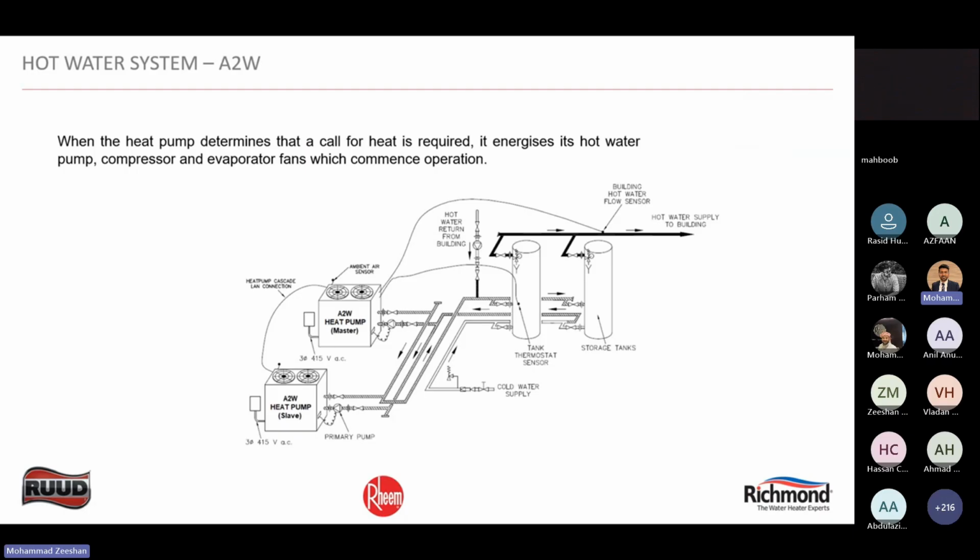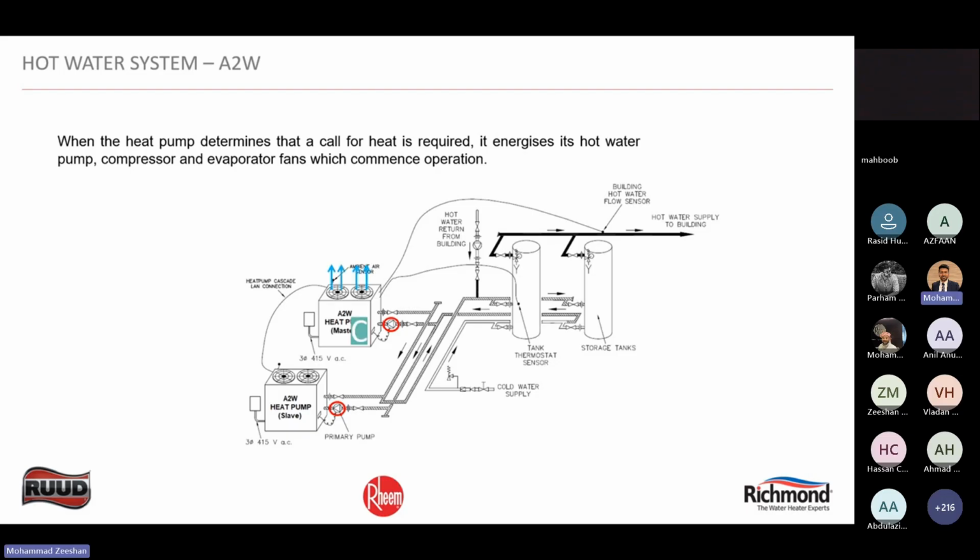How the call to heat works in terms of the heat pumps. So basically, the heat pump determines that the call for heat is required. Then what it does is it energizes its hot water pump and the compressor and the evaporator fans, which starts the operation. So this is the primary pump that switches on when there is a call to heat.